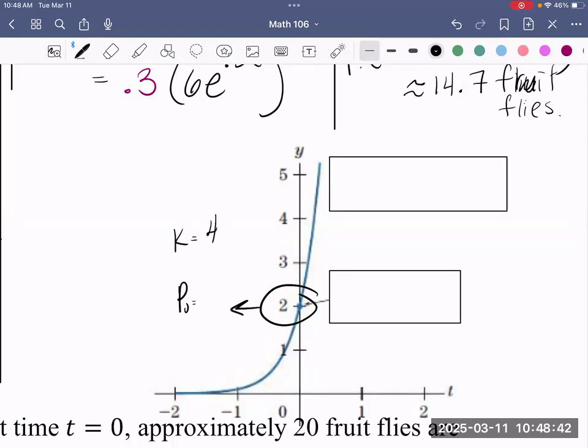So if we know that this is P naught, right? This is when t is equal to 0, P is 2. And if we're given k, then we can say this is P of t is equal to 2 e to the 4t.